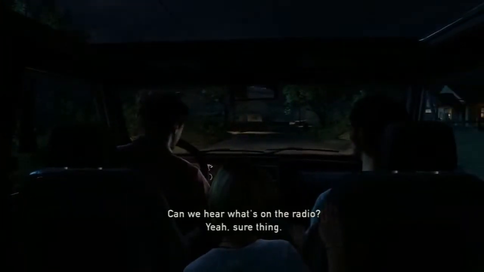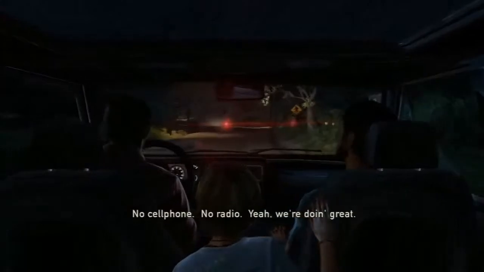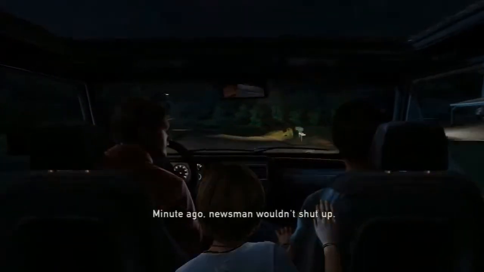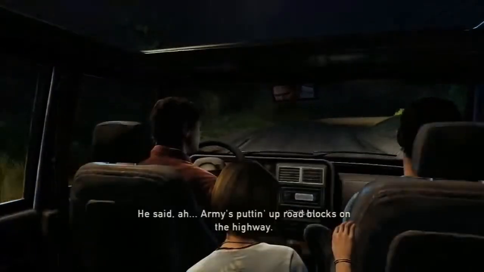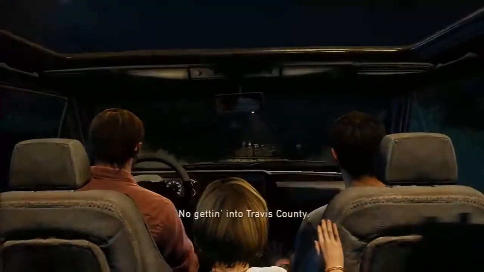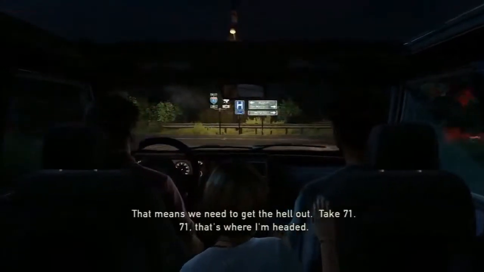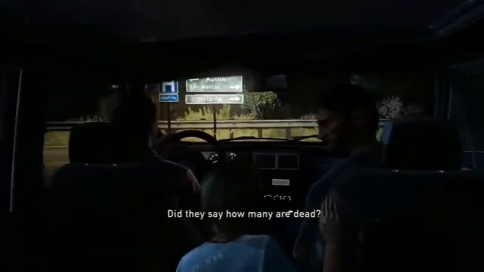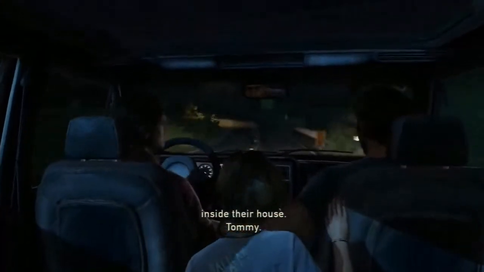I'm fine. Can we hear us on the radio? Yeah, sure thing. Thanks. No cell phone. No radio. Yeah, we're doing great. A minute ago, newsman wouldn't shut up. They say where to go? They said the Army's putting up roadblocks on the highway. No getting into Travis County. We need to get the hell out. Take 71. 71, that's where I'm at. Did they say how many are dead? Probably a lot. They found this one family all mangled inside their house. Right. Sorry.